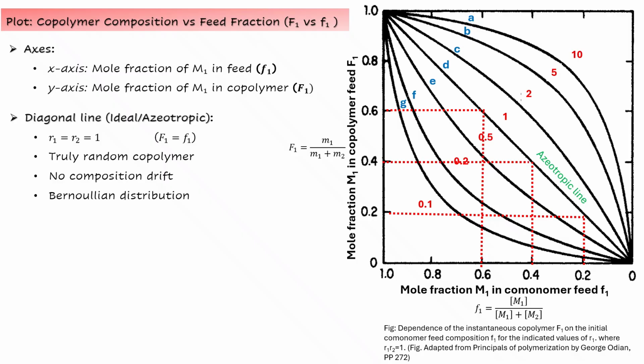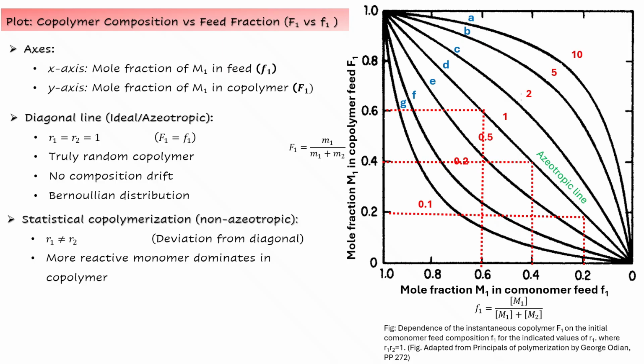For this case, we have a random distribution of monomer along the chain, also called a Bernoullian distribution. The copolymers formed on this line are referred to as a truly random copolymer, as monomers are placed randomly along the chain. There is no composition drift during copolymerization.